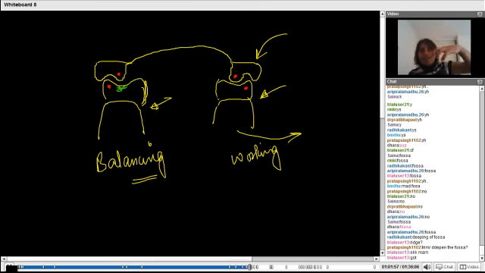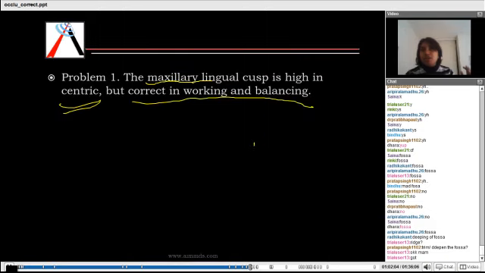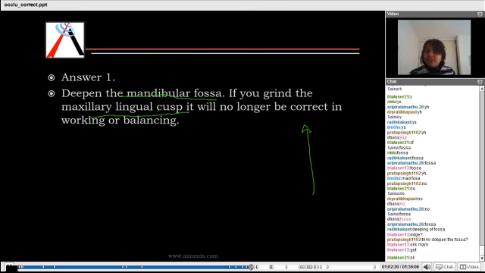You're getting my point here. We are not grinding the cusp; we are grinding something that is opposing the cusp. Why are we not grinding the cusp? Because this cusp will come in contact with other positions also. So the answer is deepen the mandibular fossa. If you grind the maxillary lingual cusp, it will no longer be correct in balancing and working position, because it was previously correct in those positions.